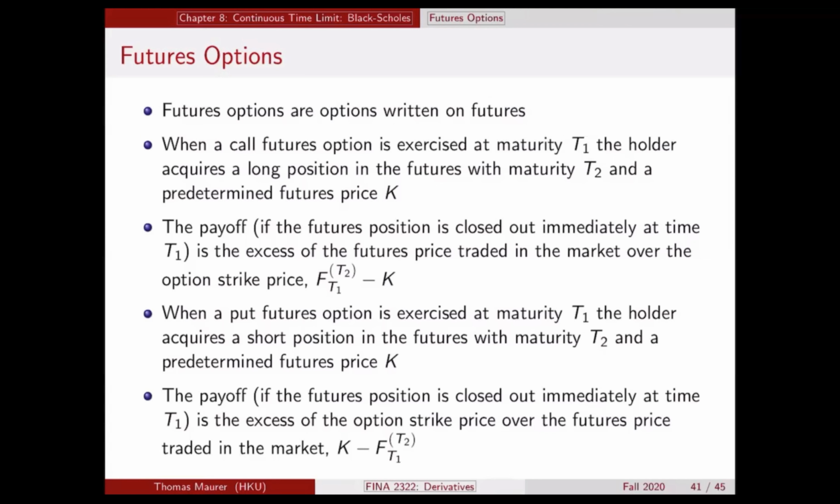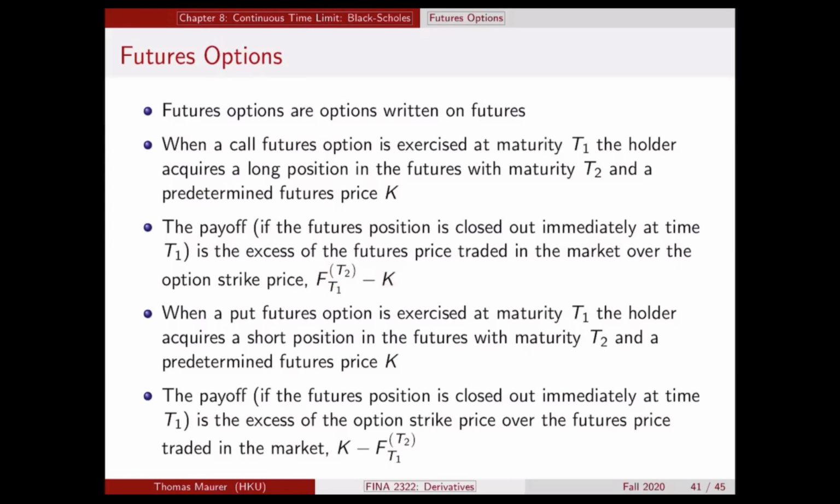And if you exercise your futures option, then the futures price will be given by the strike price of the option K. What does this mean in terms of your payoff at time t1? Well, if I have a long position in the futures with futures price K, then that value, if I close it out immediately, is just going to be the difference between the futures price at time t1 with maturity t2 and the futures price of the futures which I actually have the long position in, which again has here a futures price equal to that strike price K.